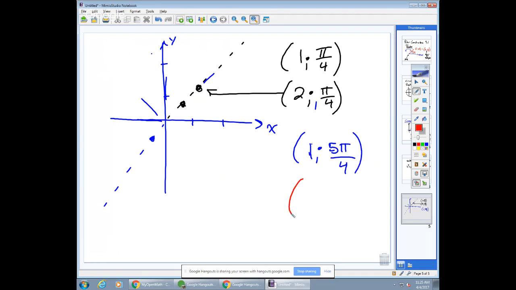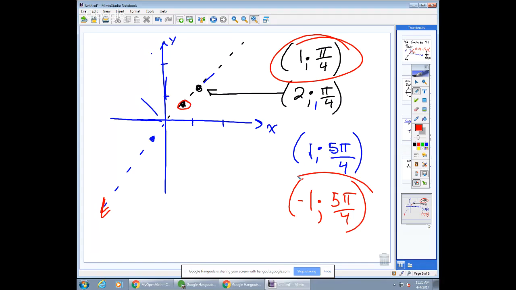Okay, now we're going to get funky. Can I find the point (-1, 5 pi/4)? Okay, so I know the direction for 5 pi/4, that's this direction down here. If +1 is to go in this direction, what doesn't negative mean, go in the other direction? So that should put me right there. So it turns out this point and this point are the same point.